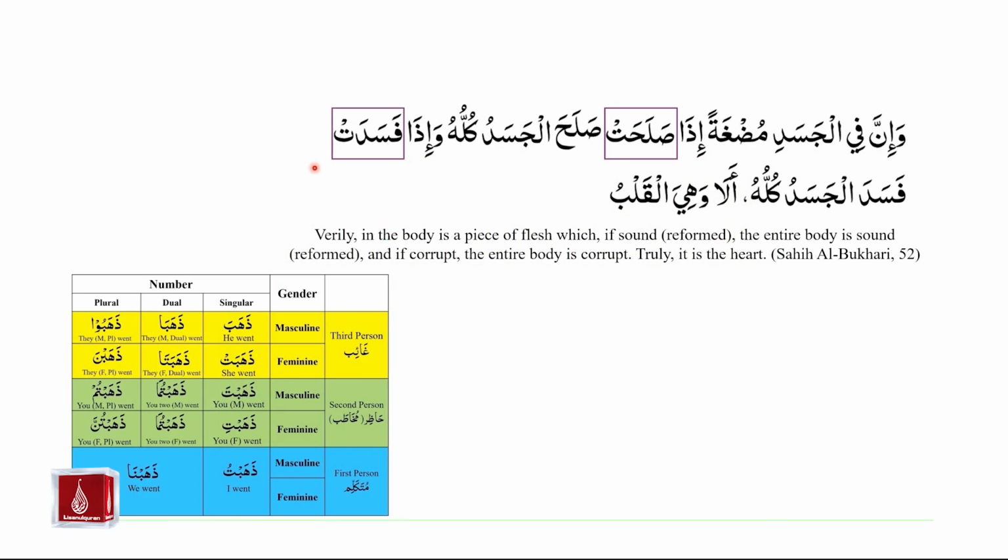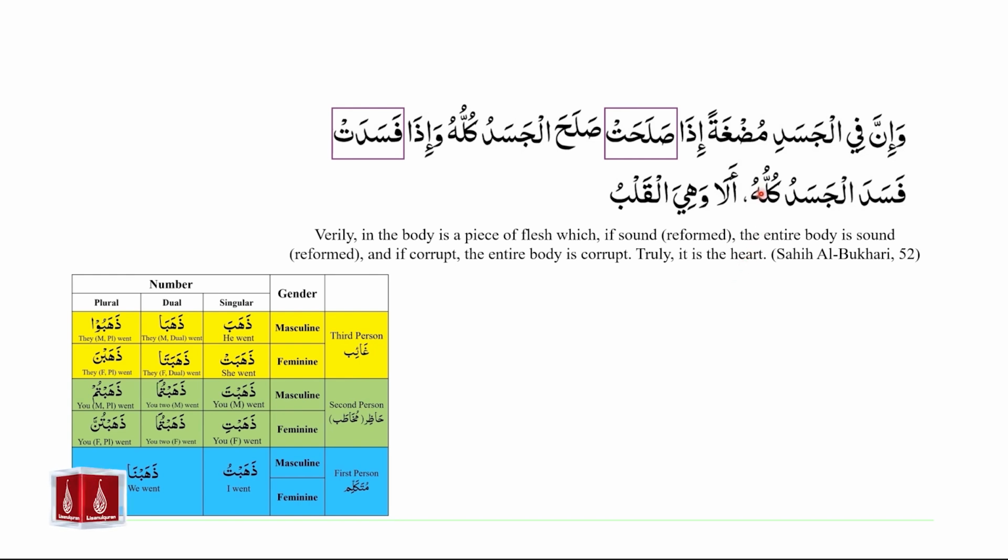The following is a hadith of Prophet Muhammad, peace be upon him. Verily, in the body is a piece of flesh, which, if sound, meaning if it is reformed, the entire body is sound, meaning that the entire body is reformed. And if corrupt, the entire body is corrupt. Truly, it is the heart.